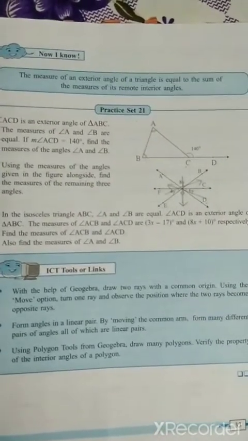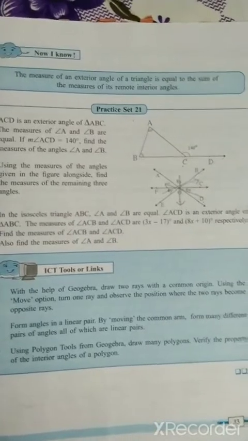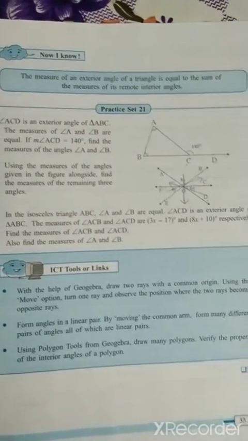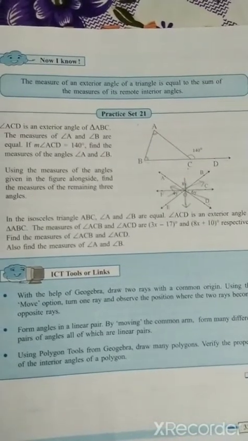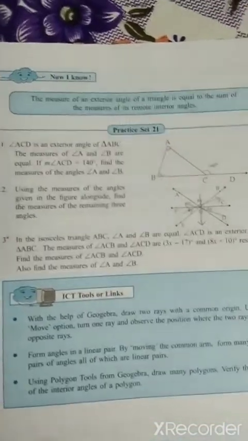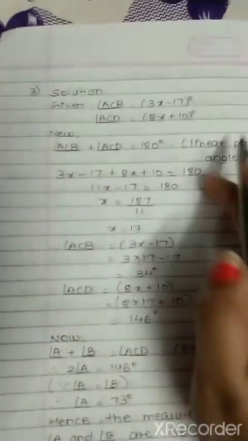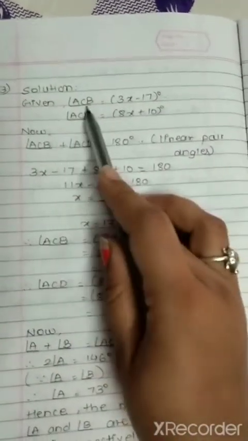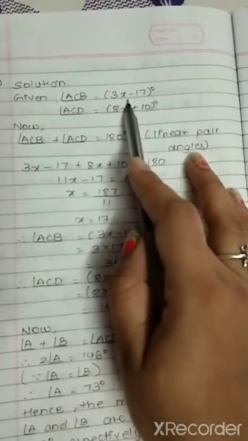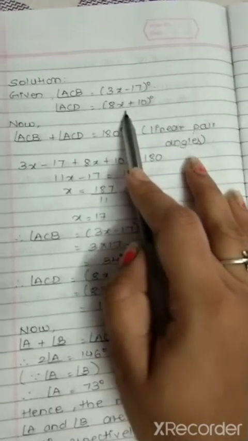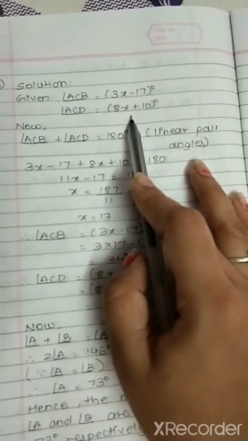Again in this case also we are given these two angles, that is angle A and angle B are equal. We are supposed to find the measure of ACB and ACD and also measure of A and measure of B. Again we are given that they form a linear pair. So addition of these two angles, that is ACB and ACD, will be 180 degree. The value for ACB is 3x minus 17, while the value for ACD is 8x plus 10.